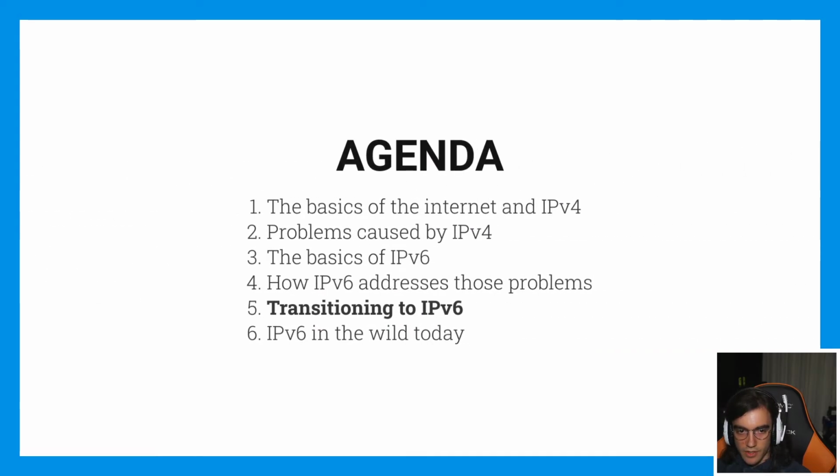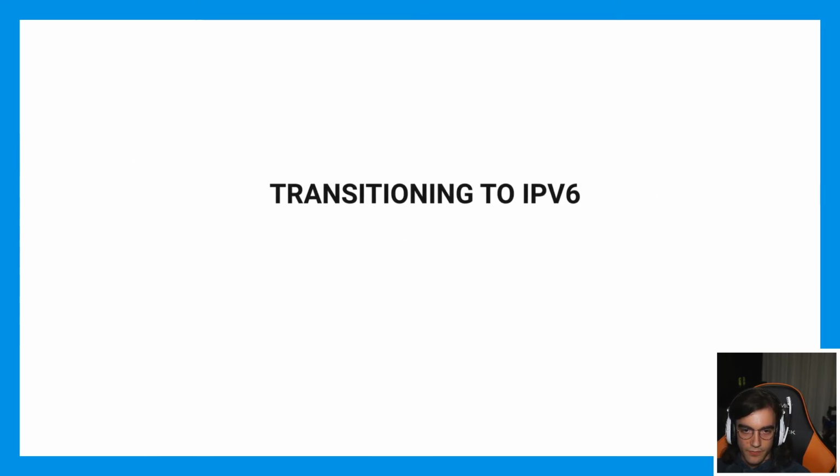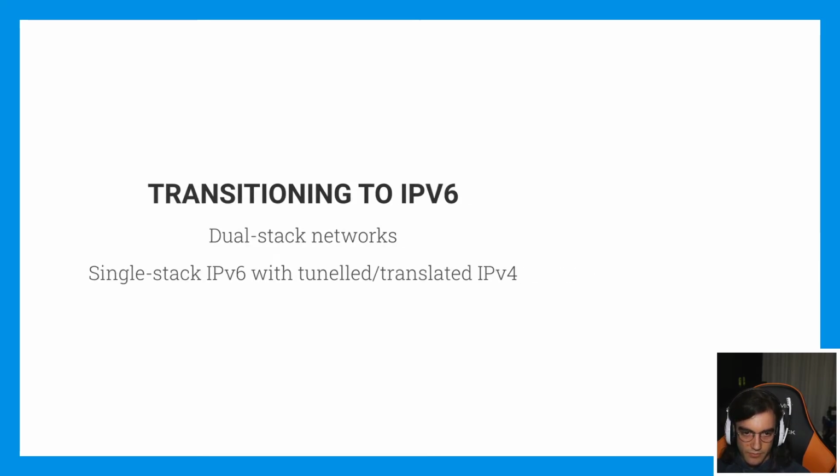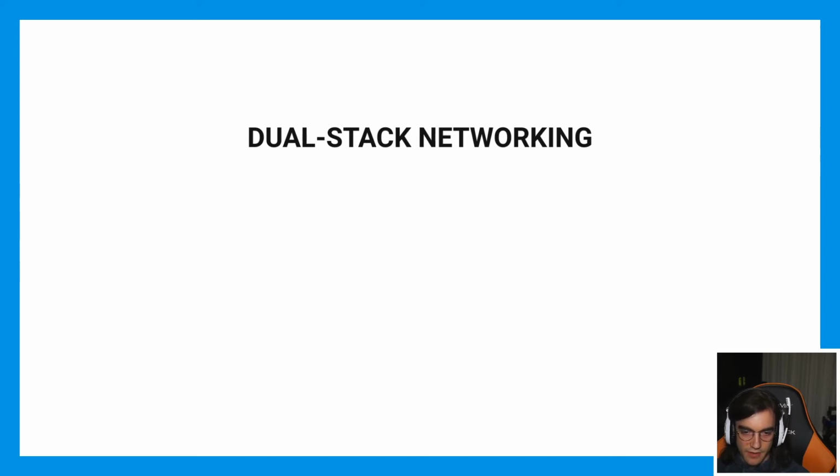Now I'm going to talk about different ways that you can transition to IPv6, strategies used to migrate to IPv6 from IPv4 without, of course, disrupting whatever you've got going on in your network. So there's two big paths people usually take: dual stack networking, or single stack networking with tunneling for whichever protocol you're not using. So I'll talk about dual stack first.